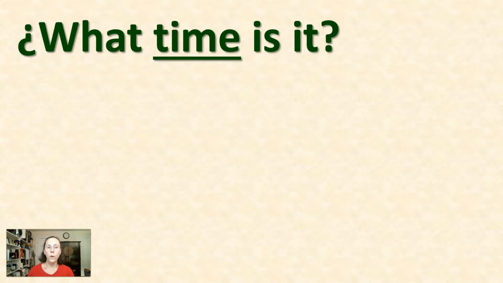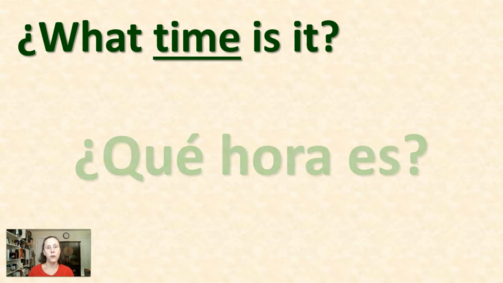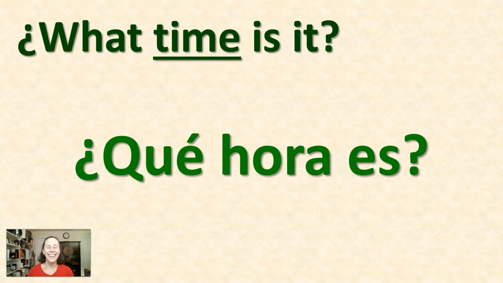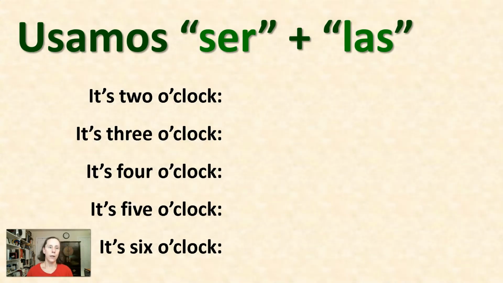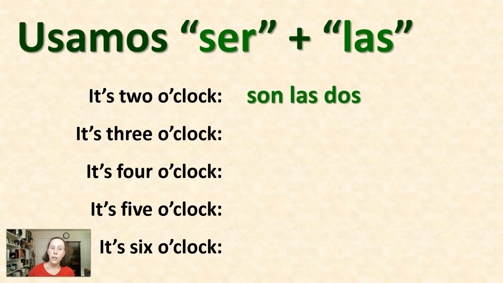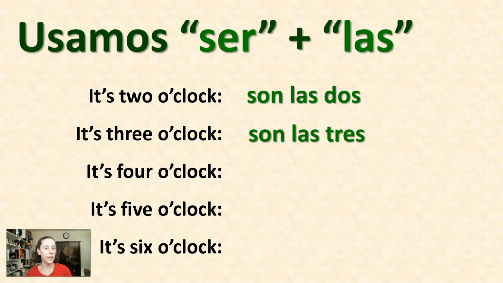All right. So first of all, we are going to need to ask, what time is it? And the question is ¿Qué hora es? Which, if you translate word for word, means what hour is it? All right, when we're going to talk about the time, again, we're going to use ser, but then we're going to use las. All right, so if I want to say it's 2 o'clock, I'm going to say son las dos. If I'm going to say it's 3 o'clock, son las tres.